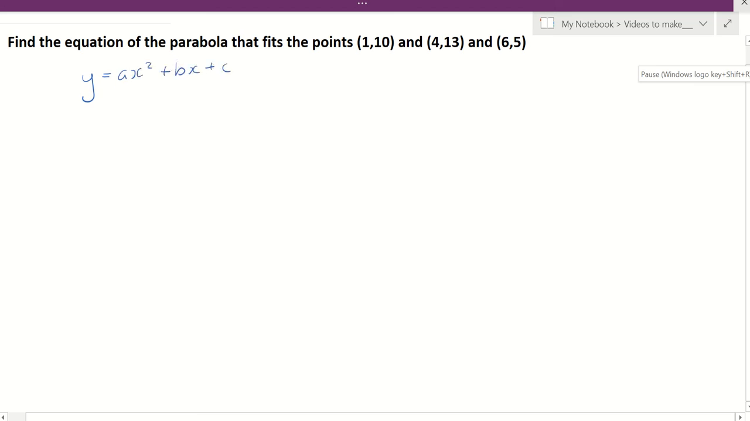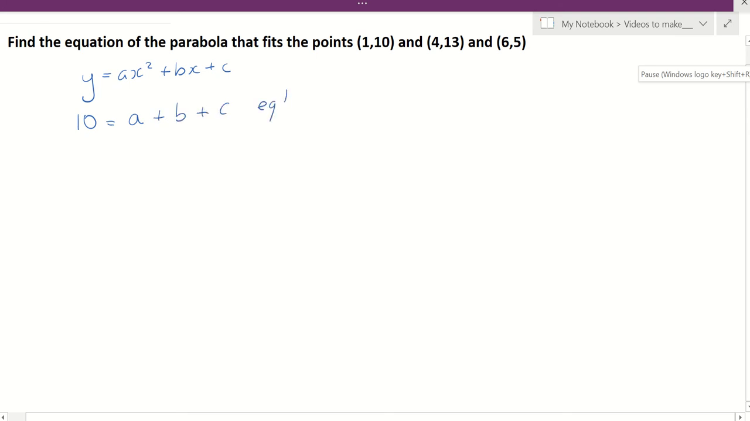Now we have 3 points, and these points are x and y values that suit this equation, though we don't know what the a, b and c is, but that's what we're going to find out. So the first point is 1, 10. 10 being the y, 1 being the x. 1 squared would be 1, so that'll just be an a. b times 1 will be b, and c is unaffected. We'll call this equation 1.